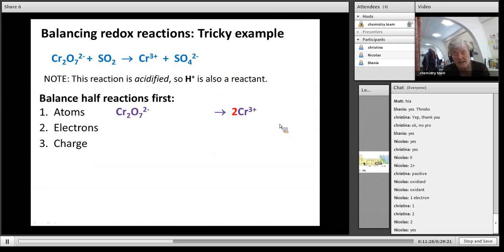So here's a tricky example where we have the dichromate and the SO2. We'd looked at this reaction before. So what happens when I go from a dichromate that has chromium and oxygen in it to chromium ions? Because the moment you start to balance the atoms, you can see I've got oxygen on the left-hand side, but no oxygen on the right-hand side. How can I add oxygen to the right-hand side?